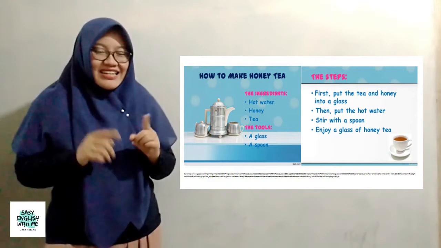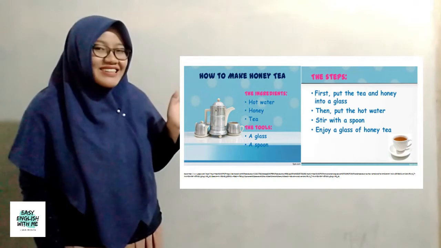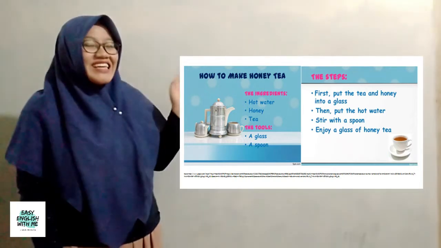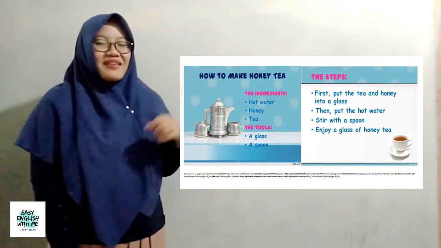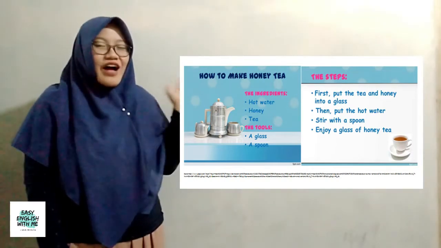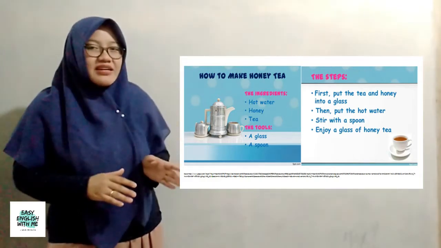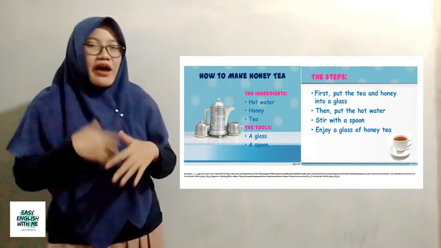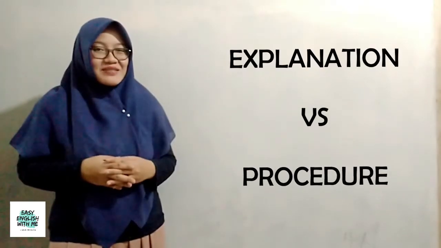Next, this is the example of the text. What is the type of the text? Of course, this is procedure text. The title of the text is How to Make Honey Tea. There are some materials or ingredients, and there are some steps that you have to do in making honey tea. So, do you understand about the differences between explanation and procedure text?